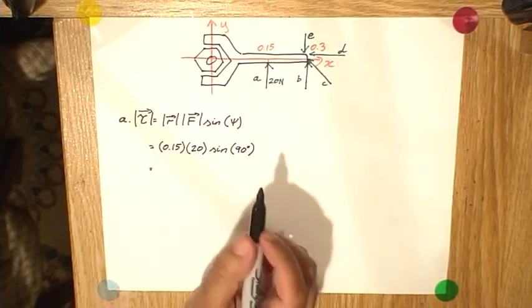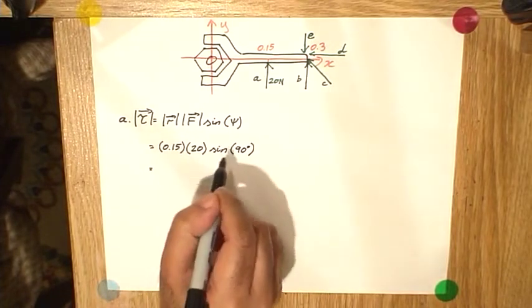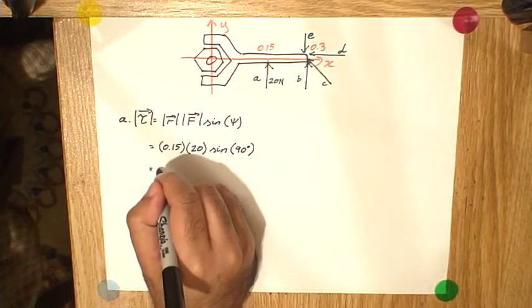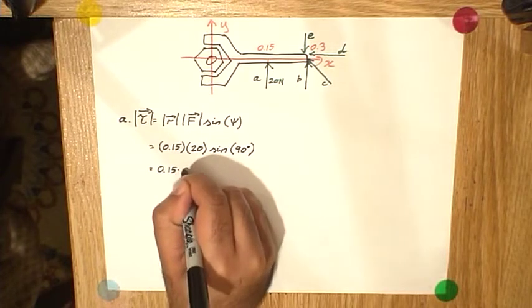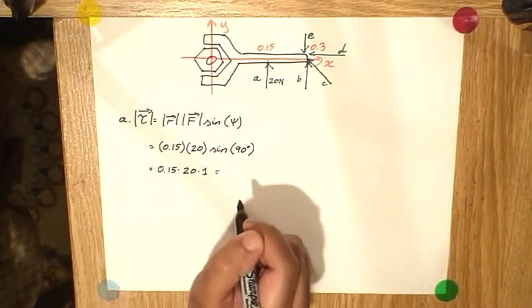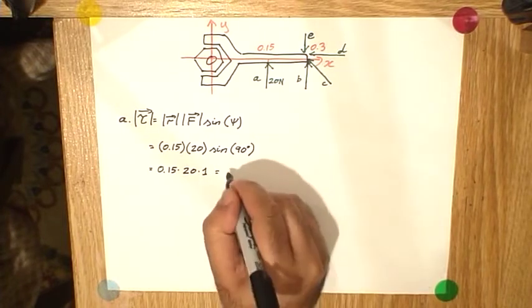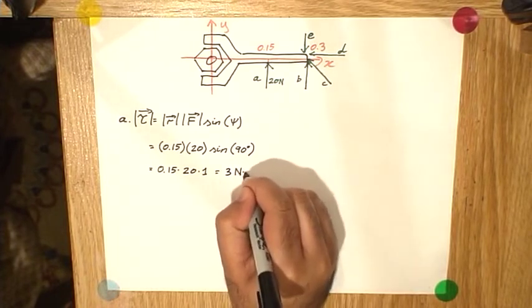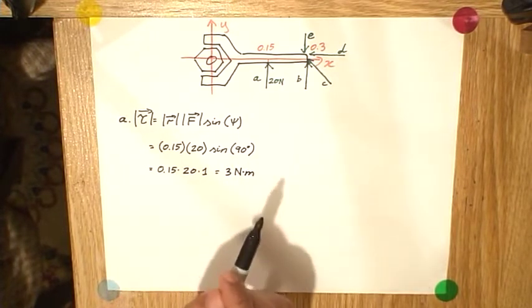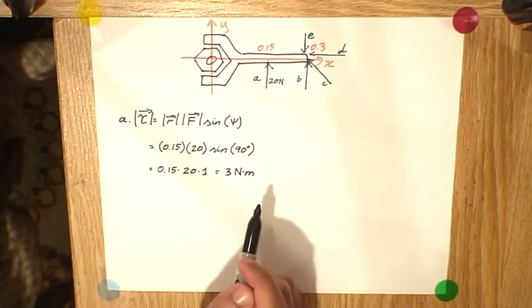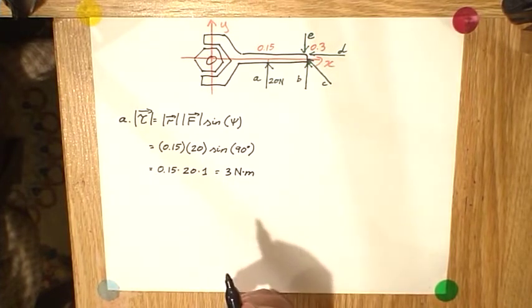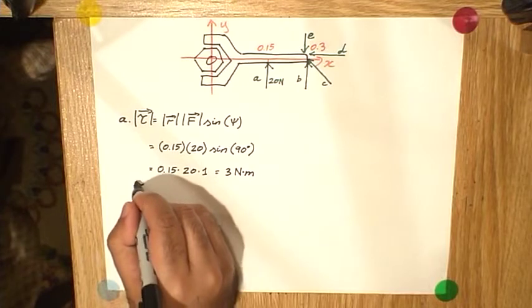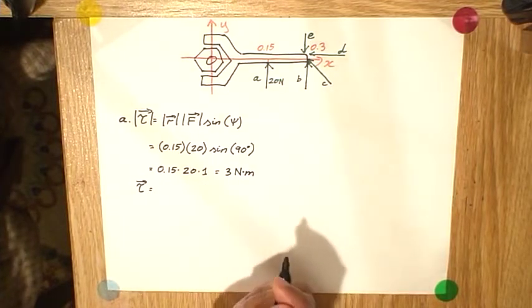So the size of the torque now becomes 0.15 times 20 times the sine of 90 degrees. The sine of 90 degrees happens to be 1, so this is just going to simplify down into 0.15 times 20 times 1, which is equal to 3. And this is measured in newtons times meters. So now we know the size of this torque. The last part of this is to figure out what is the direction of the torque. Is it a clockwise torque or is it a counterclockwise torque? So far we've only found the magnitude, the size of the torque.